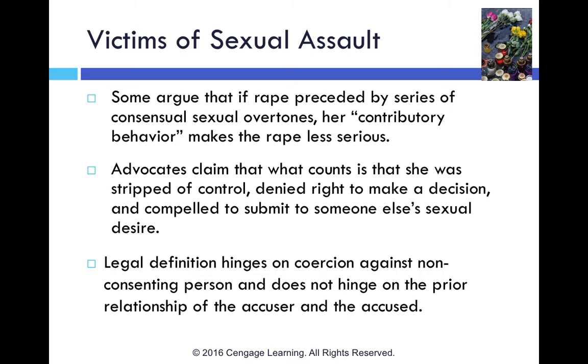Advocates will claim that what counts is that she was stripped of control, denied the right to make a decision, and compelled to submit to someone else's sexual desire. So legal definitions here hinge on coercion, and they don't hinge on the prior relationship of the accuser and the accused, although unfortunately the system does take that into account, even though legally it shouldn't. Juries take that into account. Prosecutors take that into account when deciding whether or not to move forward.